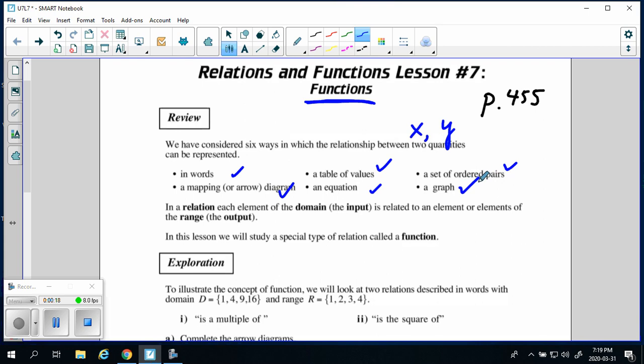a graph. And these are all relations, and all relations have a domain, which is all the values of x that go in, and they also have a range, which is all the values of y. But today we're looking at a special kind of relation called a function. And there are certain criteria for it to be considered an actual function.